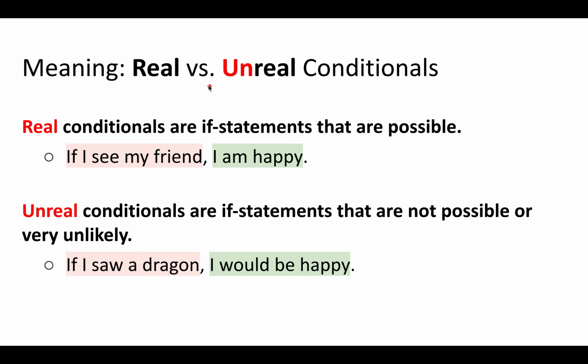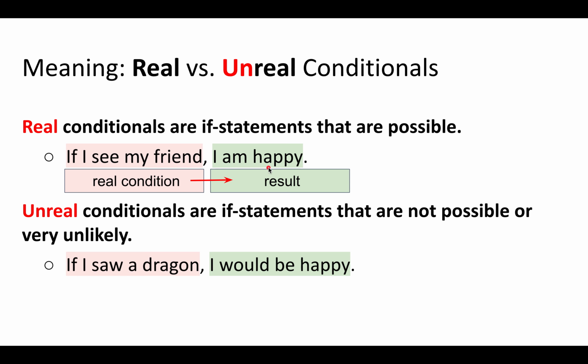The thing we must notice about conditionals is that they are if statements. They are based on a condition. The difference between a real conditional and an unreal conditional is that in a real conditional the if statements are possible. For example, if I see my friend, this is a very real conditional. I have a friend, he's real, and I can see him with my eyes. It's very possible. And this if statement has a result. The result is that I am happy. So if I see my friend, I am happy.